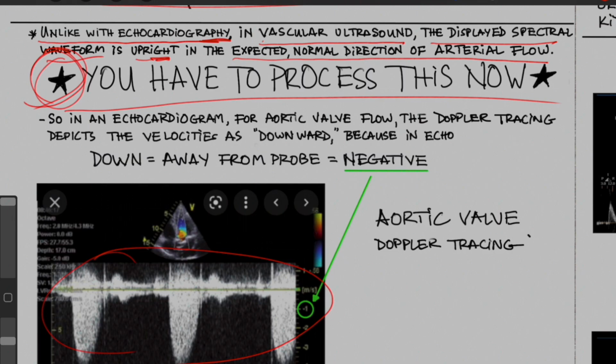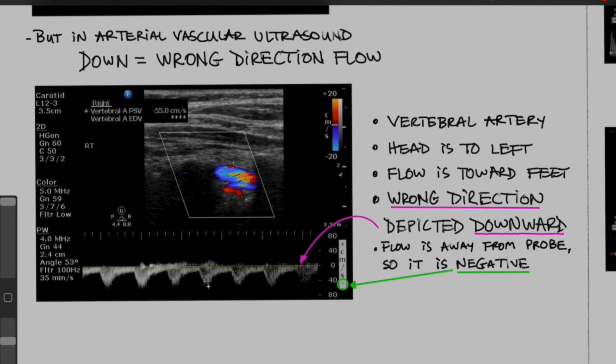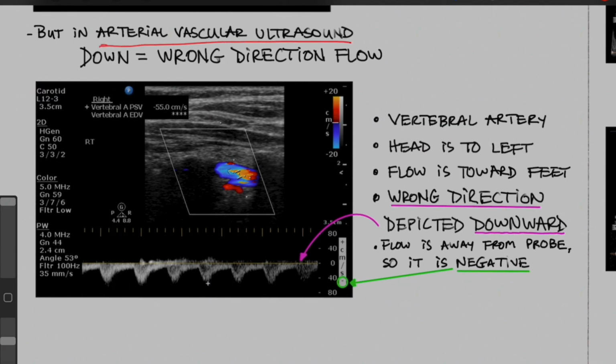So I'll keep going. In an echo, for example, with aortic valve flow, the Doppler tracing shows the velocities in the downward direction below baseline. Because in echo world, down equals away from the probe, which equals negative. So this is negative here, minus 1 meter per second. But in arterial vascular ultrasound, down doesn't mean away from the probe, down means in the wrong direction, flowing in a direction it's not supposed to. So it's a completely different way of showing the velocities.